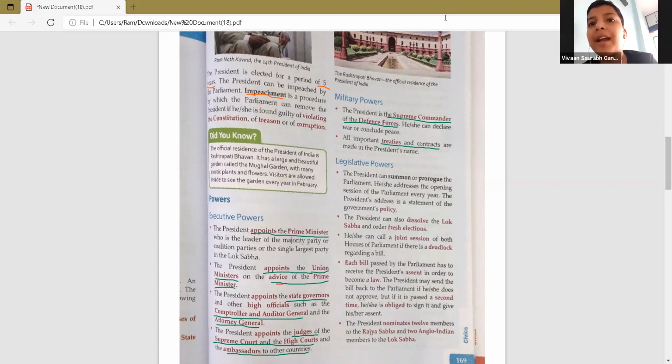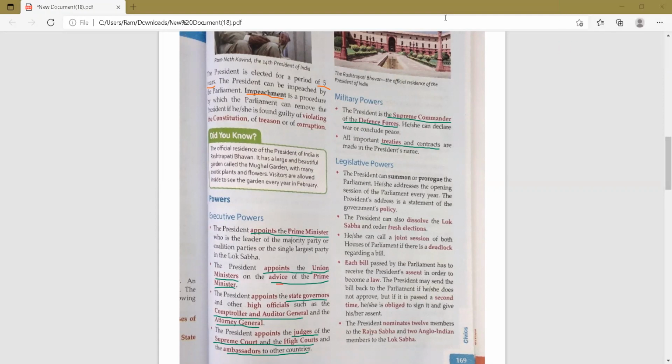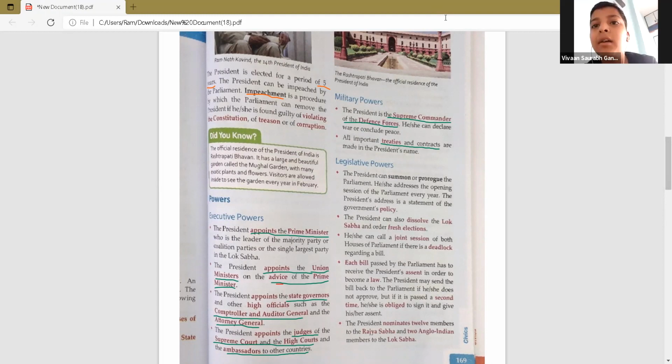Ma'am, it consists of elected members of both houses, the Rajya Sabha and the Lok Sabha, and the elected members of state legislative assemblies. Correct. Now, what is the term of the president? 5 years.